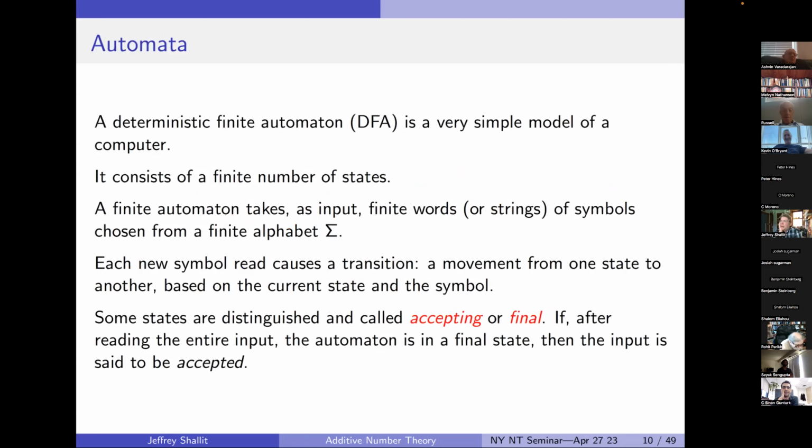Okay, so let me just tell you what an automaton is for people who don't know. It's a very simple model of a computer. You have a finite number of states. The automaton takes as input a finite string of symbols, or a word. There are other models of automata that use infinite inputs, but for now, I'll just talk about finite inputs. These are chosen from some finite alphabet, so they might be zeros and ones, they might be A's and B's, and so forth. Every time this automaton reads a symbol, it causes a transition, which is a movement from one state of the machine to another, based only on the current state and the symbol it just read.